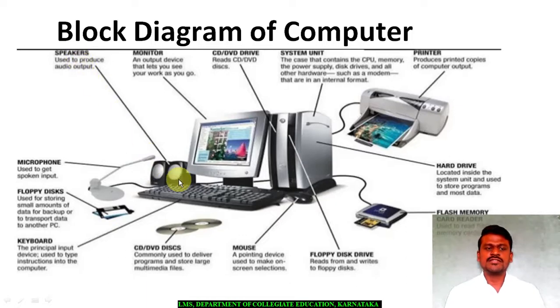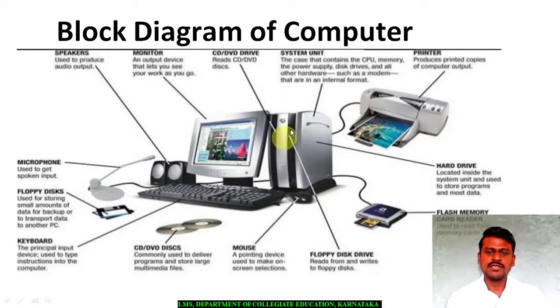The speaker unit is used to produce the audio output. So this is used as an output device because it will produce the output from the computer. For example, if you want to listen to music, that will be outputted from the speakers. Next, monitor. Monitor is also an output device, which will show the processed data or processed calculations from the computer.